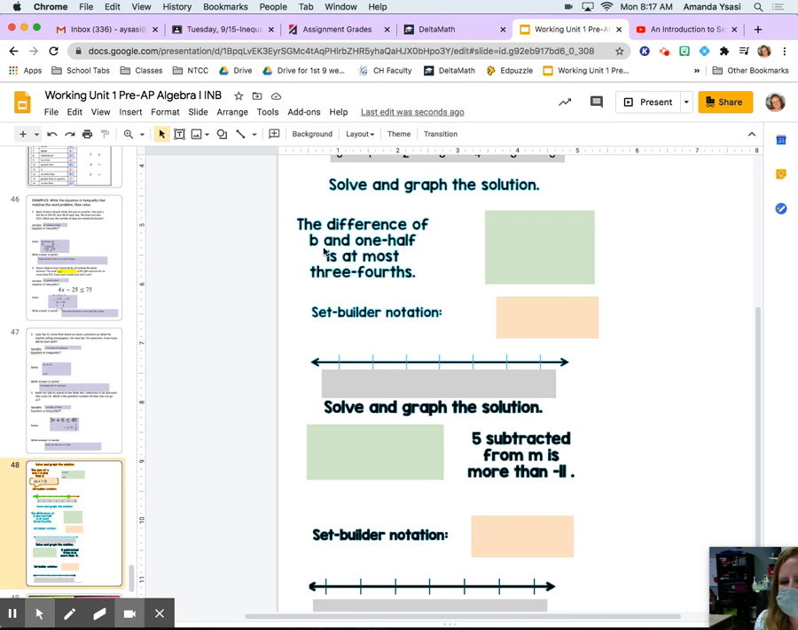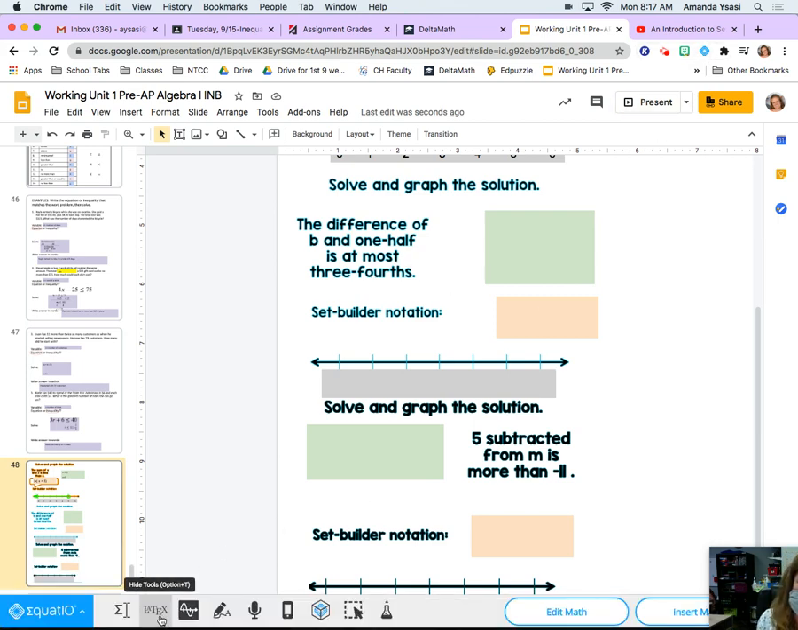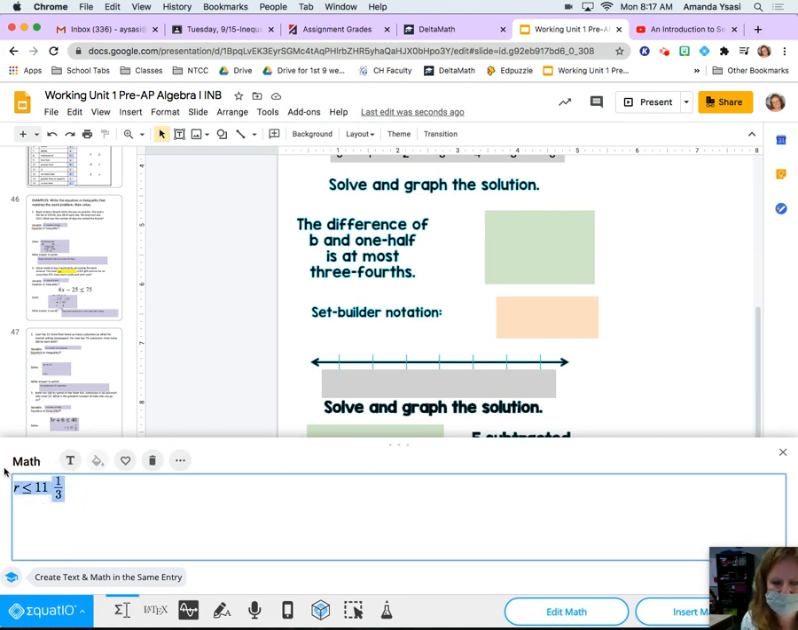The difference of B and 1/2 is at most 3/4. So let's see. The difference of B and 1/2. So the difference would be what operation? B minus 1/2 is at most 3/4. So what do we deal with when we're dealing with at most? Less than or equal to. And you can look back at that previous, I think it's slide 45. At most 3/4.